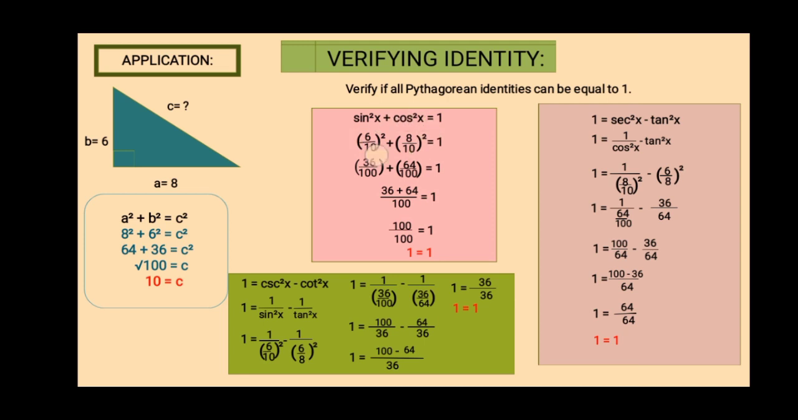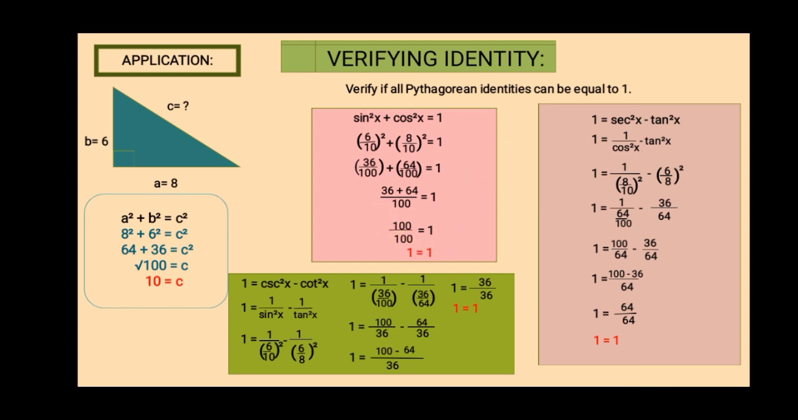To start with, in the identity sine squared x plus cos squared x is equal to 1, we're going to go to the basics, SOH-CAH-TOA. Sine is opposite over hypotenuse. Opposite is B, adjacent is A, and C is the hypotenuse. We substitute all of that here: sine is opposite over hypotenuse, and cosine is adjacent over hypotenuse. Substitute, do the math, and that is 100 over 100, which is 1 over 1. So this Pythagorean identity is equal to 1, and we verified the identity.